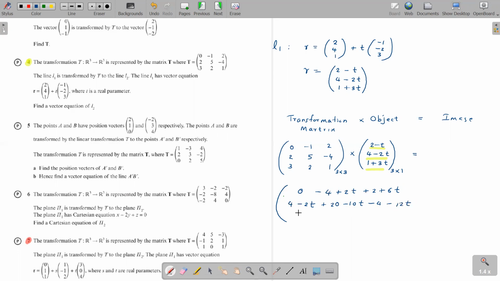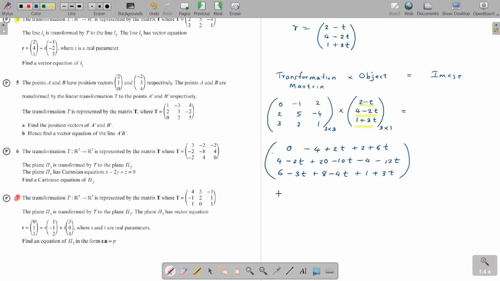Next one, 3 into 2 minus t is 6 minus 3t, plus 8 minus 4t, plus 1 times 1 plus 3t. Can I have the simplest answer here? Minus 2 plus 8t, 20 minus 24t, 15 minus 4t. So when you separate the image coordinate, the straight line becomes (-2, 20, 15) plus t times (8, -24, -4). Is this okay?